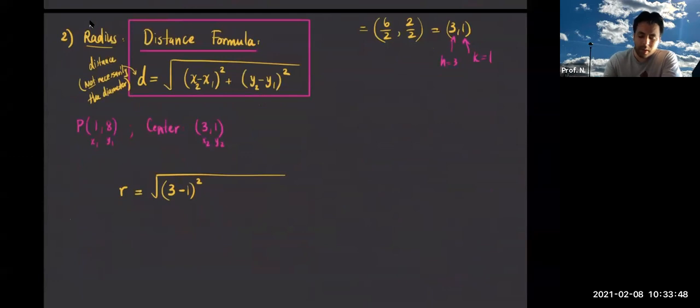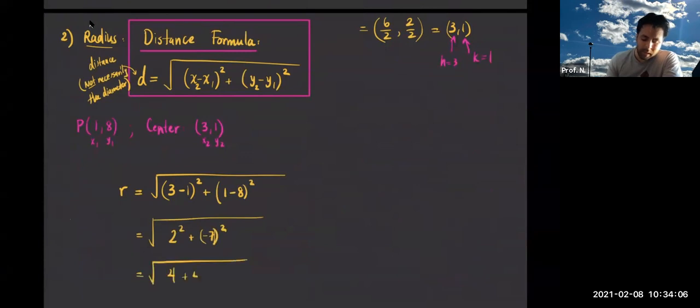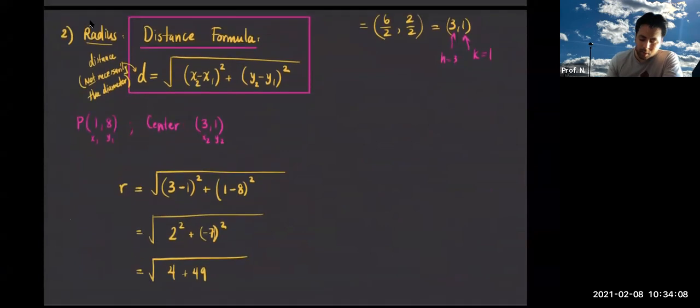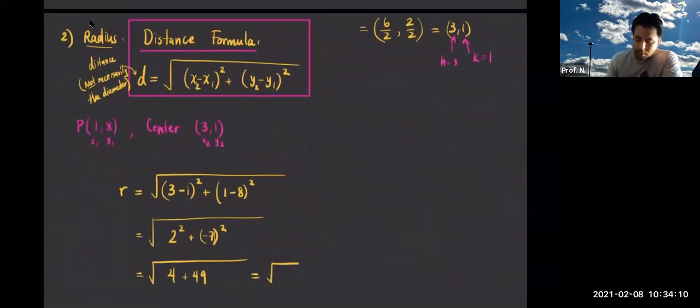So 3 minus 1 squared, and then you add y2 minus y1, which would be 1 minus 8 squared. So this would be the square root of 2 squared plus negative 7 squared, which is 4 plus 49, which would equal the square root of 53. So that's the radius. The radius is the square root of 53. I found it.